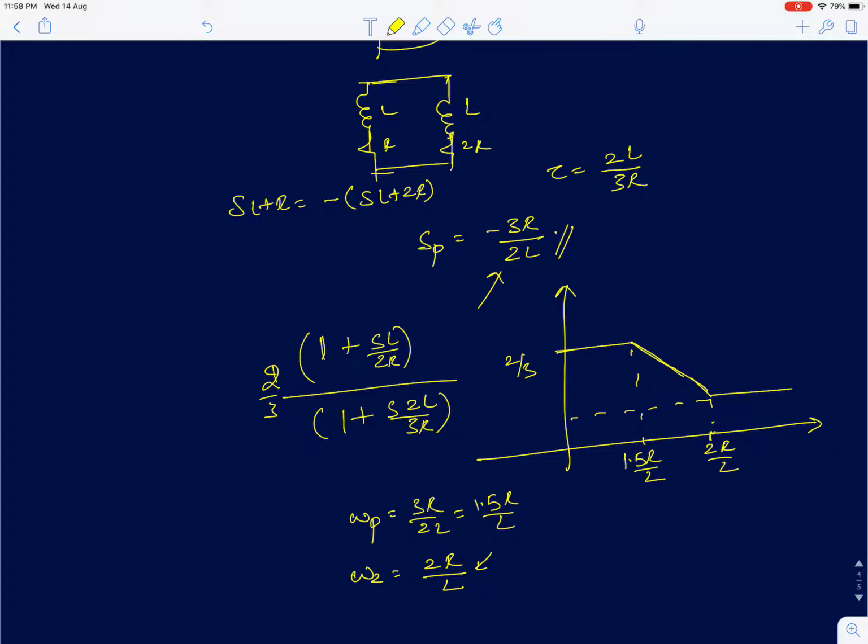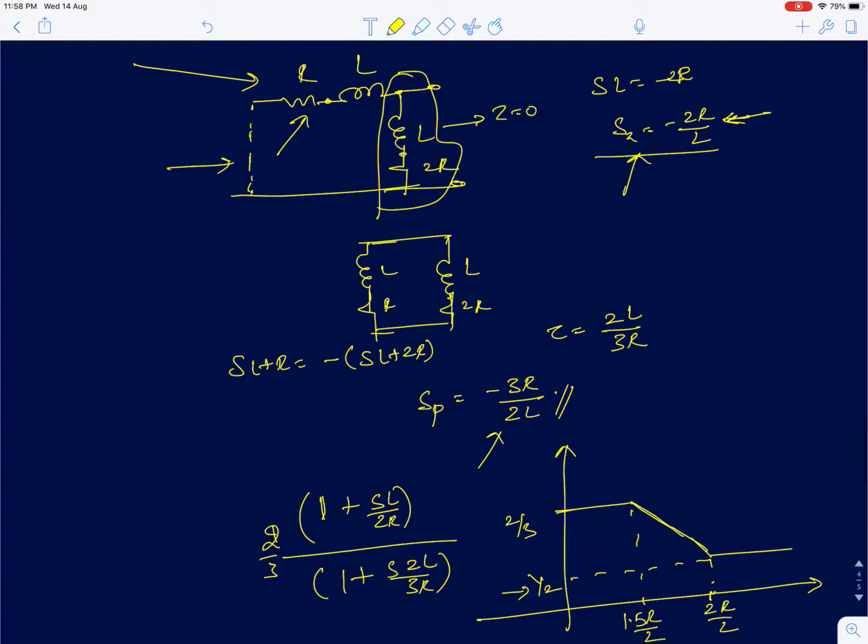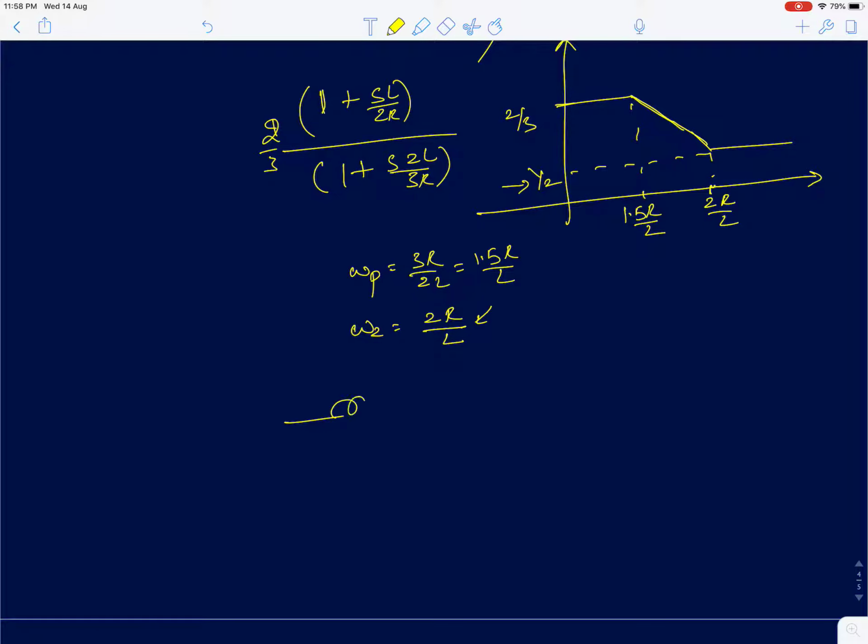So from 2 by 3, the gain is going to reduce to half. Again, you can very easily show that. You can easily derive the high frequency gain from the circuit itself. Just assume the inductor impedance is much higher, so you can ignore the resistive impedances. At high frequencies, I can ignore the series resistors. The circuit will reduce to this, so the gain is going to be half.